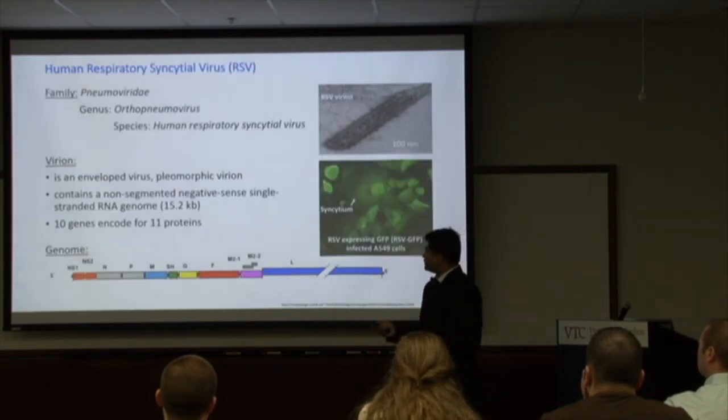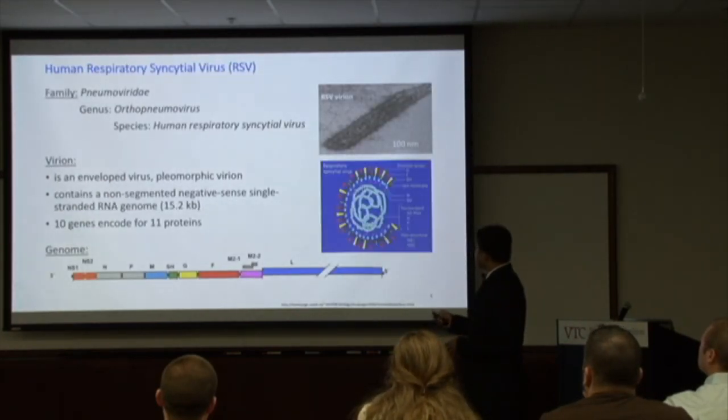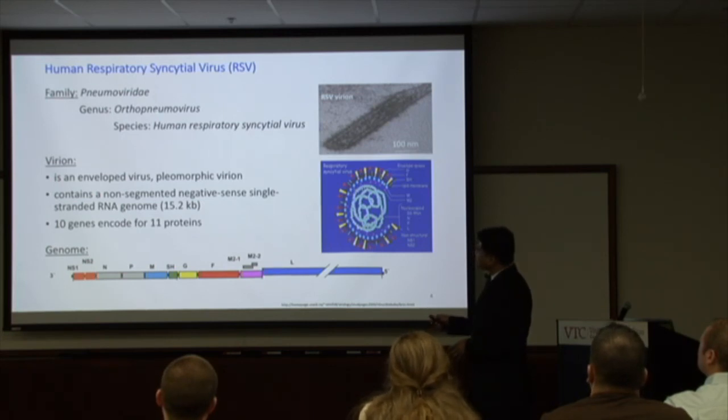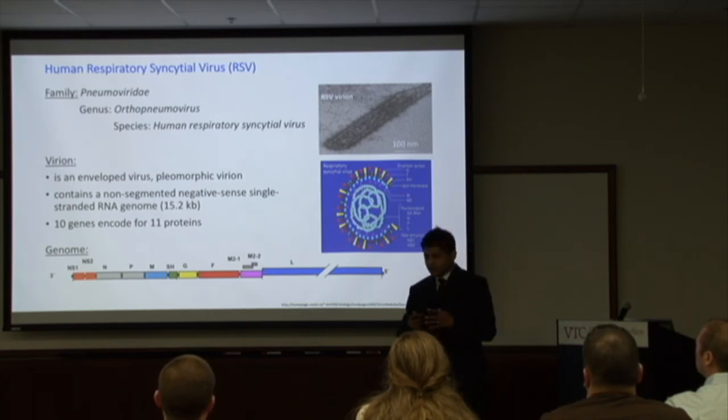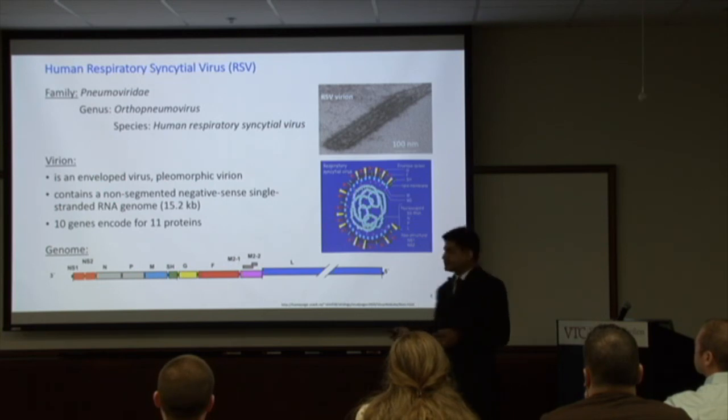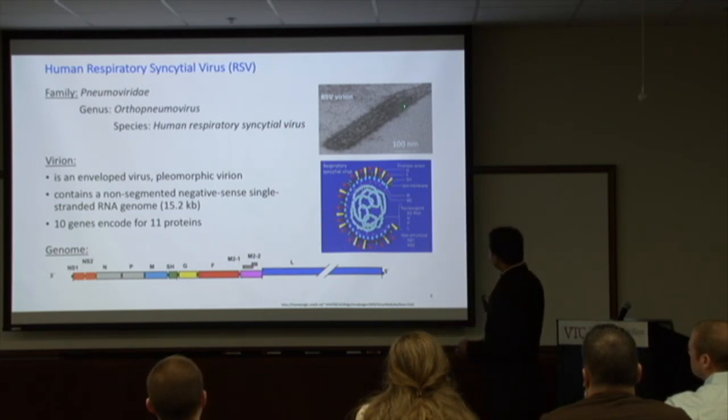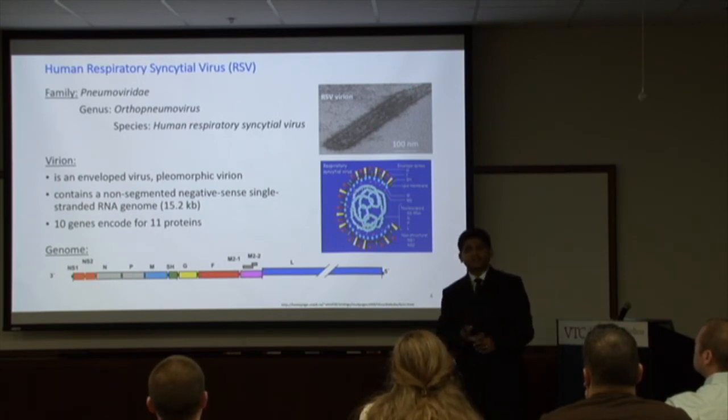First, RSV. RSV belongs to a new virus family, Pneumoviridae, genus Orthopneumovirus, and a species human respiratory syncytial virus. My talk is primarily focusing on this species. RSV is an enveloped virus, and the virion can be pleomorphic. One example is the filamentous RSV virion, and this virion contains a non-segmented single-stranded RNA genome.